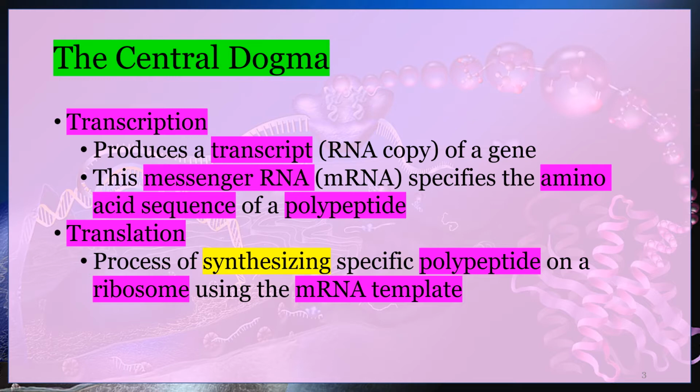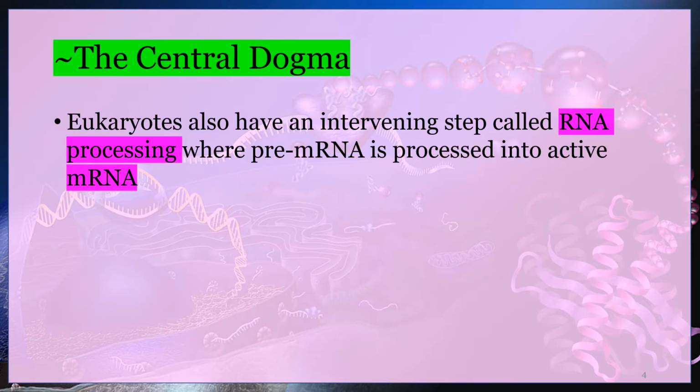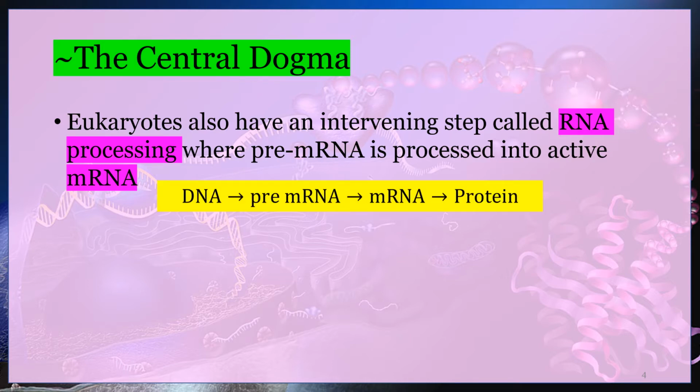So it's kind of as if you're passing a note in class. You decide to transcribe a letter in code, your friend gets that note, and they have your own little personal code and they translate it to understand what the message is saying, so other people don't really know what the note might say. The process is going from DNA to RNA to the protein. Eukaryotes also have an intervening step called RNA processing, where pre-messenger RNA is processed into active messenger RNA. And there are the steps for the process.